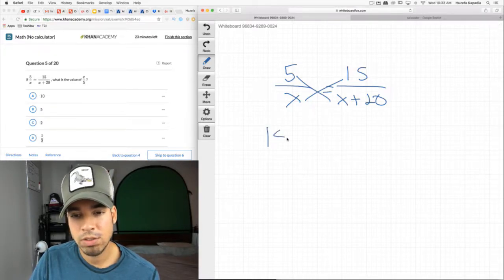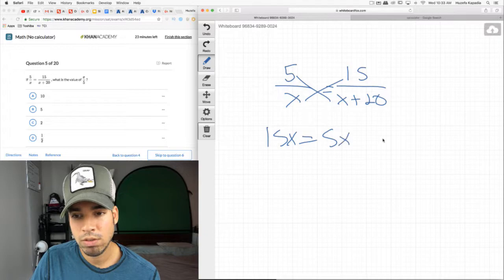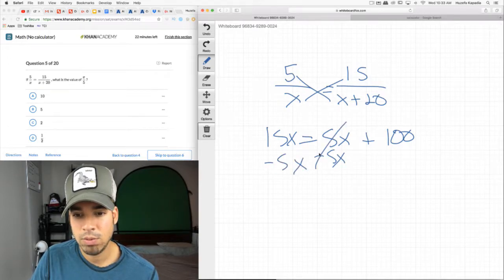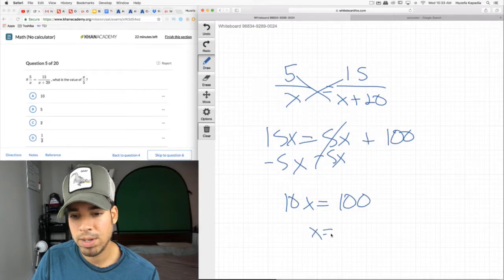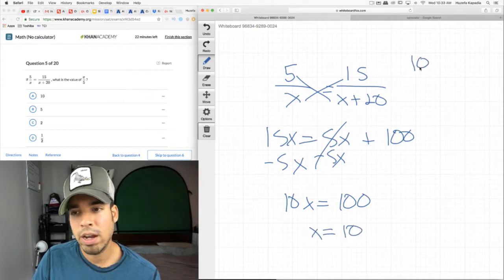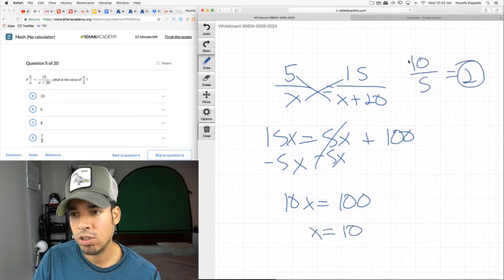So let's cross multiply. This is 15x equals 5x plus 100. Subtract 5x, and we get 10x equals 100. Divide by 10, x equals 10. Therefore, x over 5 is 10 over 5, which is 2.